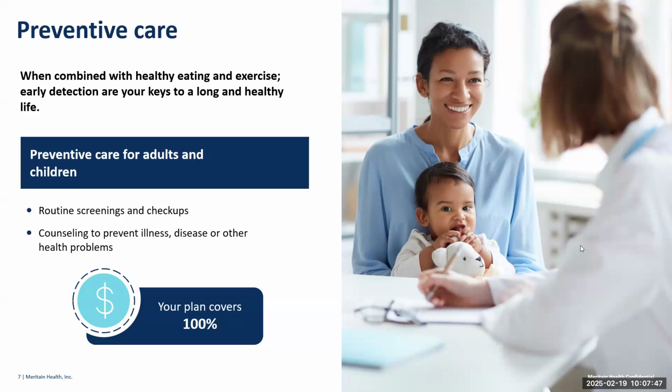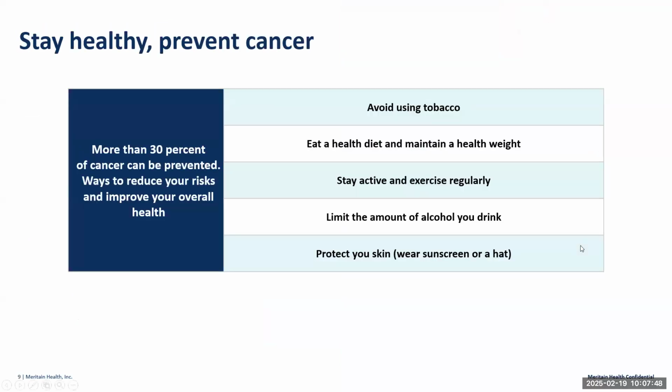All right. Next one. So some just basic tips on how to stay healthy, obviously avoiding tobacco use if possible, trying to eat healthy diets and maintain healthy weights, staying active and exercising regularly, limit the amount of alcohol you drink, and protect your skin. I know that's kind of a silly one that we don't think about all the time, but definitely wearing that sunscreen and a hat when you're able to.